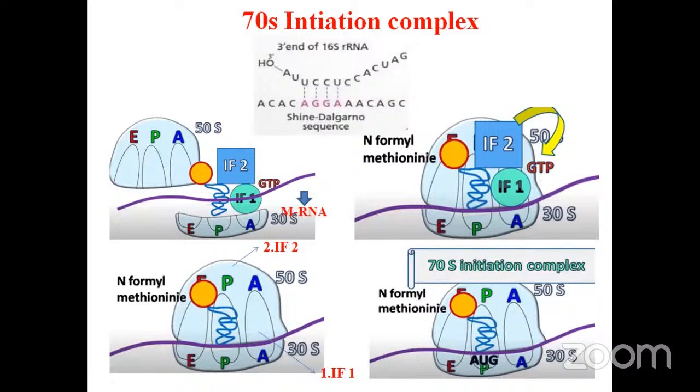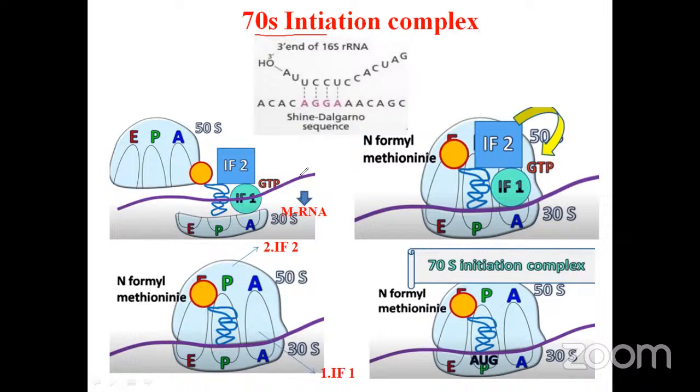Clear? Second slide: 70S initiation complex. Are you able to see? The 70S initiation complex. What we completed in the last slide: as initiation factor 3 is removed, there is a chance for the large subunit to be added. Here the 50S larger subunit joins.